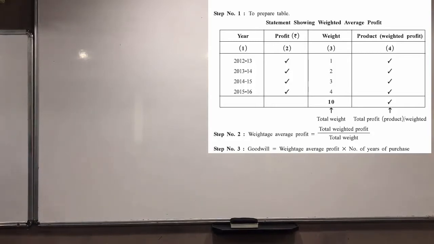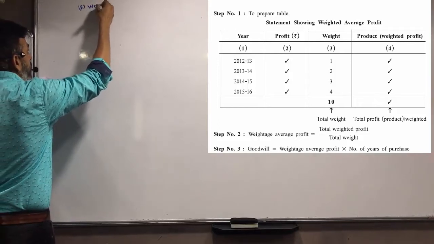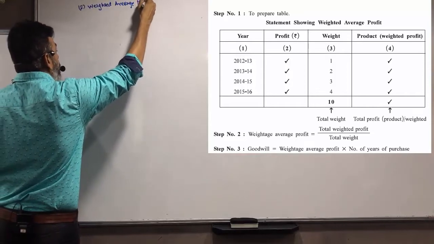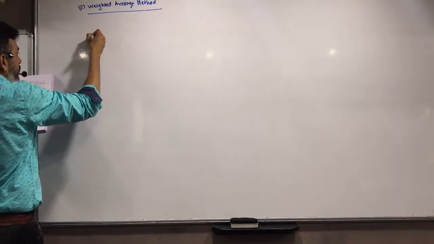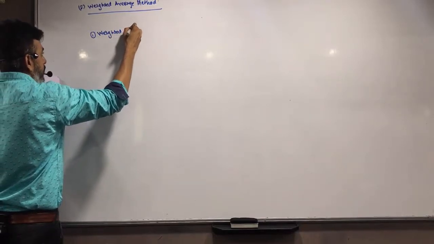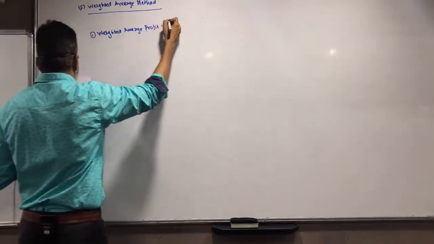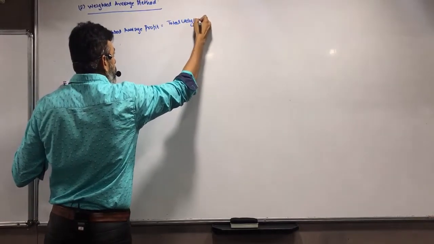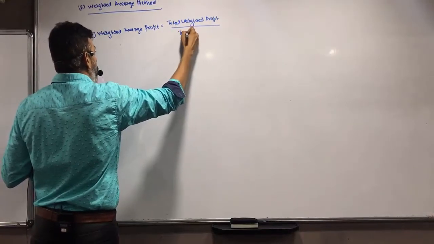Second method. Weighted average method. We find out first weighted average profit is equal to total weighted profit upon total weight.